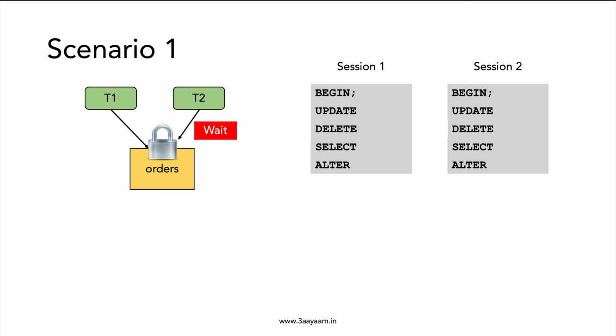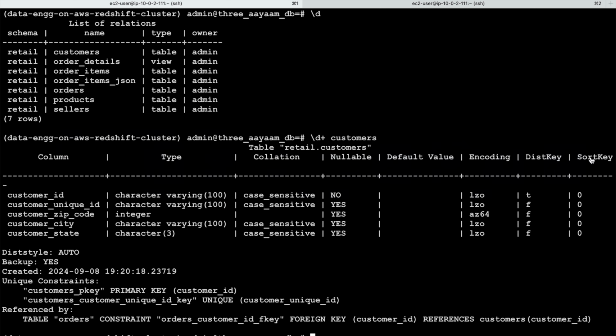If I run the begin statement, it will start a transaction. Then we'll see what happens, and after that we'll check the locks using PG locks and SVV transactions. After that we'll commit session 1, see what happens to session 2, and then commit session 2 as well. Now this is my RSQL.